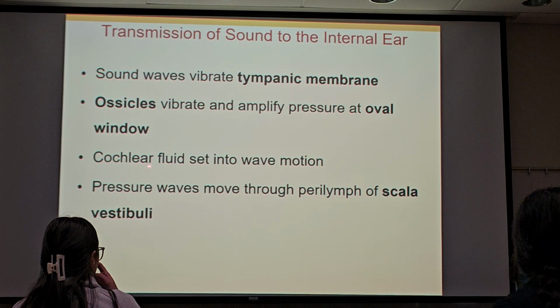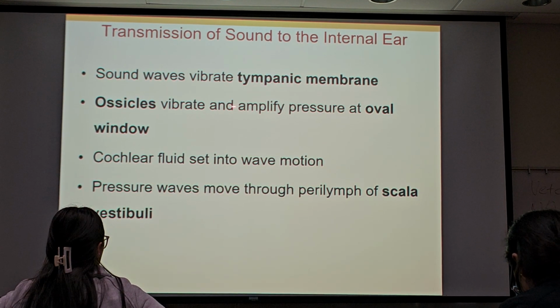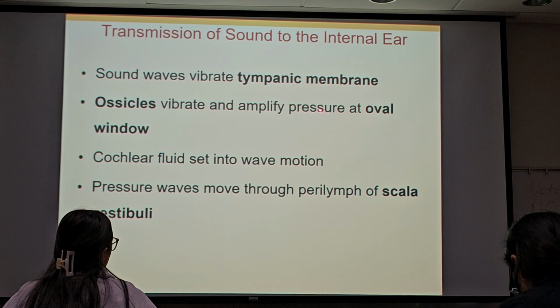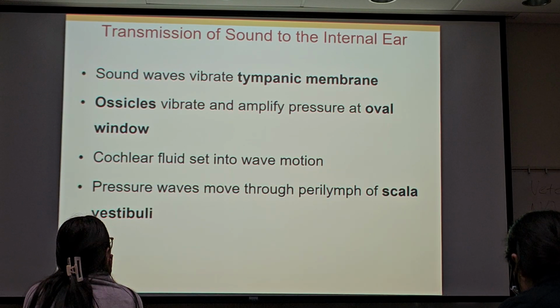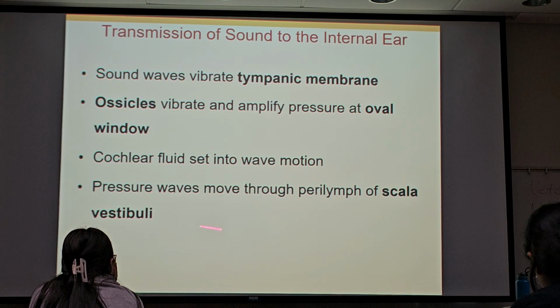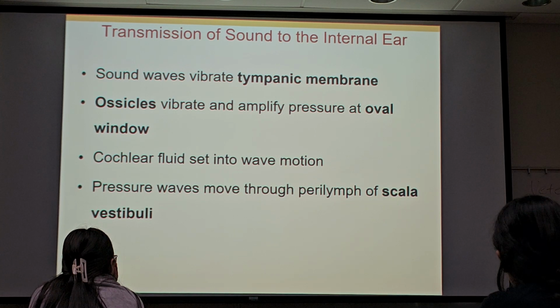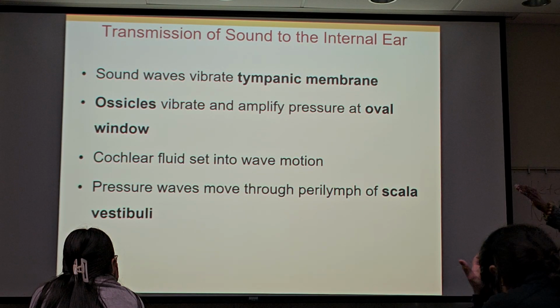Now those waves, sound waves that have been changed into vibrations of the tympanic membrane and have traveled through the ossicles, are now going to create waves in the fluid inside of the cochlea itself. Those pressure waves are going to move through the perilymph in scala vestibuli. The oval window takes us into scala vestibuli, and now we're going to have waves through the perilymph of scala vestibuli.